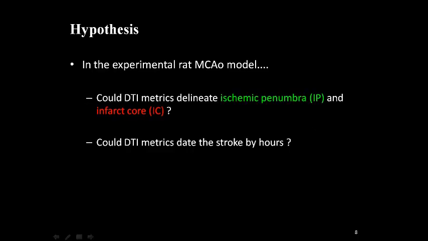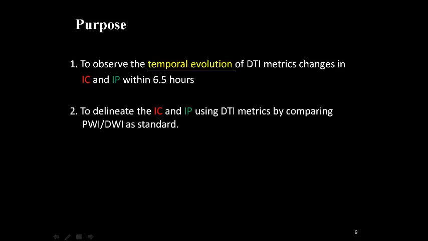We further hypothesize that the DTI matrix alterations can be used to predict the first 6.5 hours of onset time of stroke. To verify the hypothesis, we established a permanent middle cerebral artery occlusion model in rat to observe the temporal evolution of DTI matrix changes in IC and IP within 6.5 hours, and to delineate the IC and IP using the DTI matrix by comparing PWI as the standard.